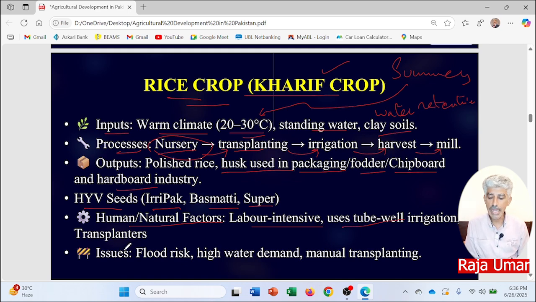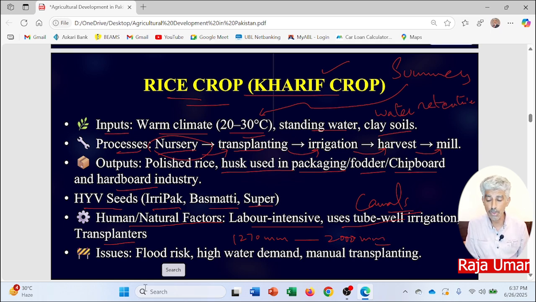Use tube wells irrigation or transplanters are also used, and canal irrigation is also required to meet the huge need of water of rice crop. As I told you, the minimum requirement is 1270 millimeters, and if we go up to 2000 millimeters, that would be the best one.